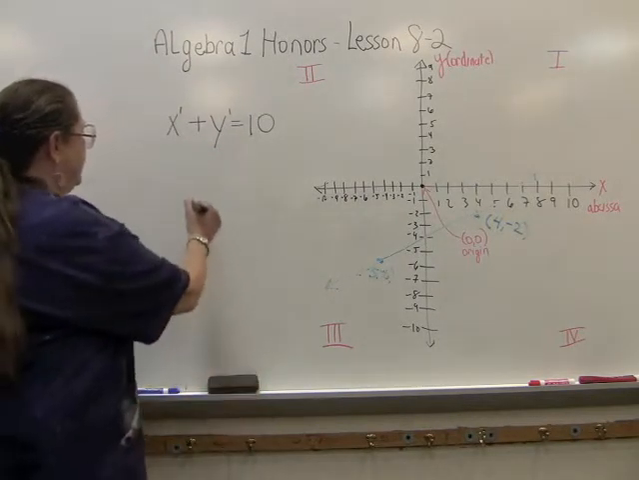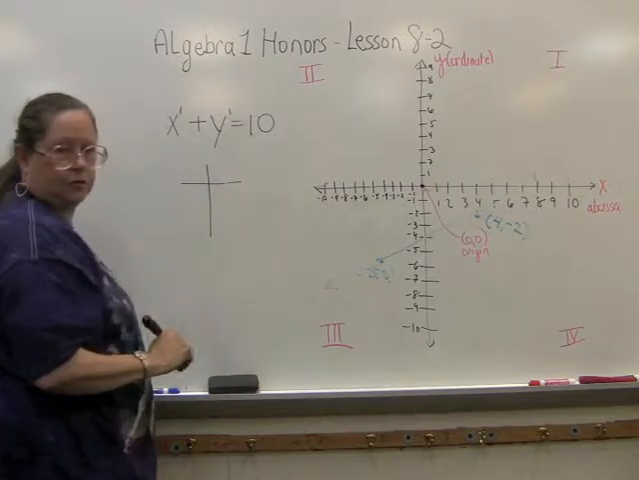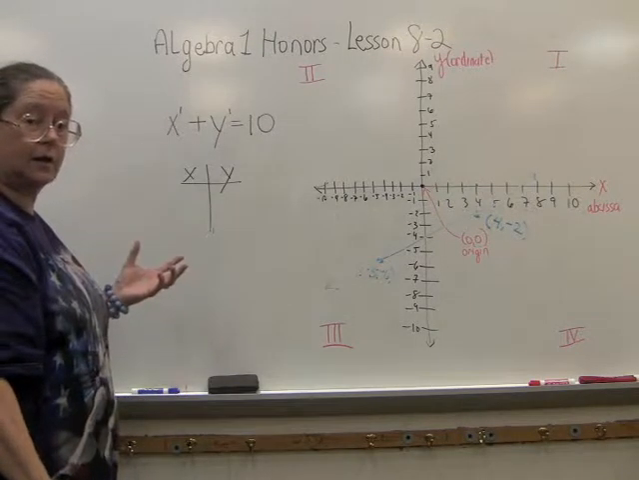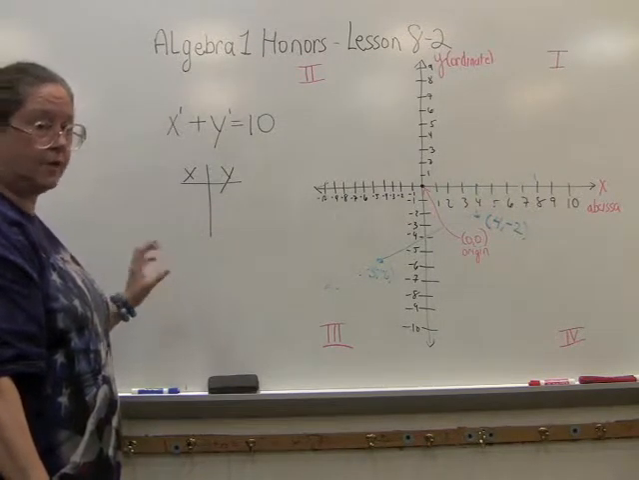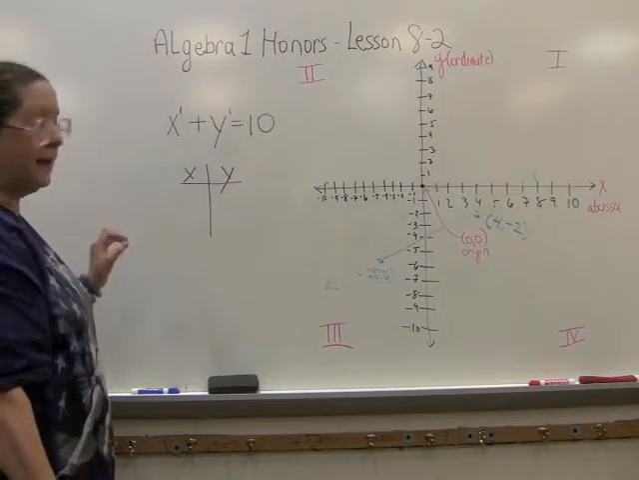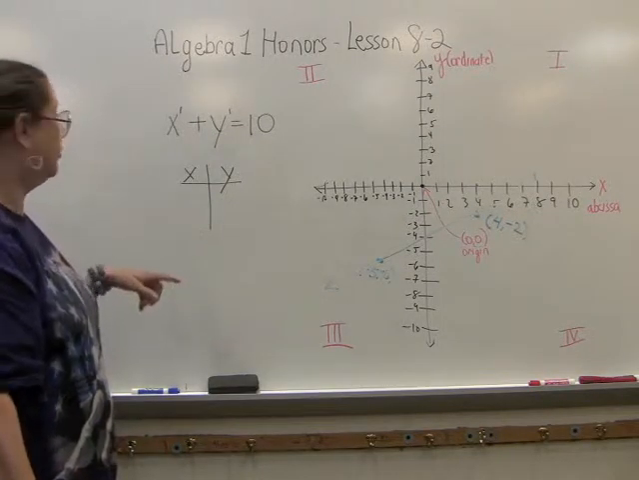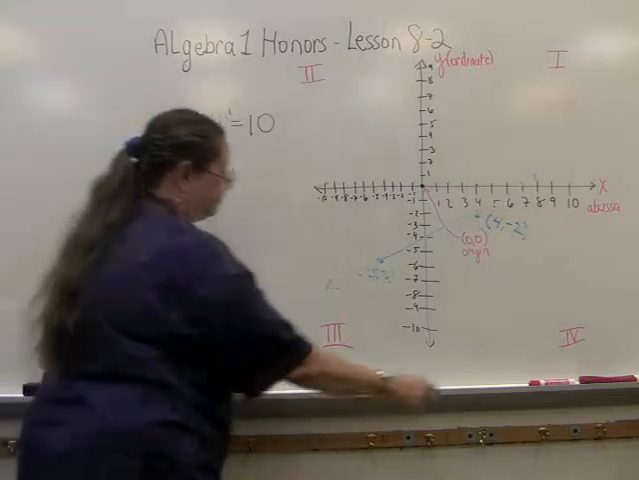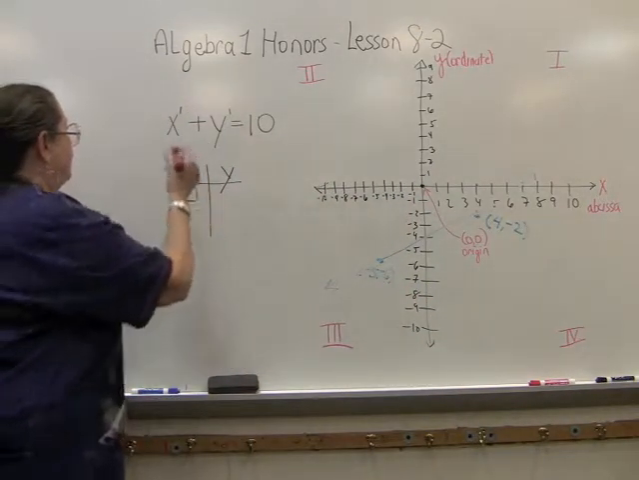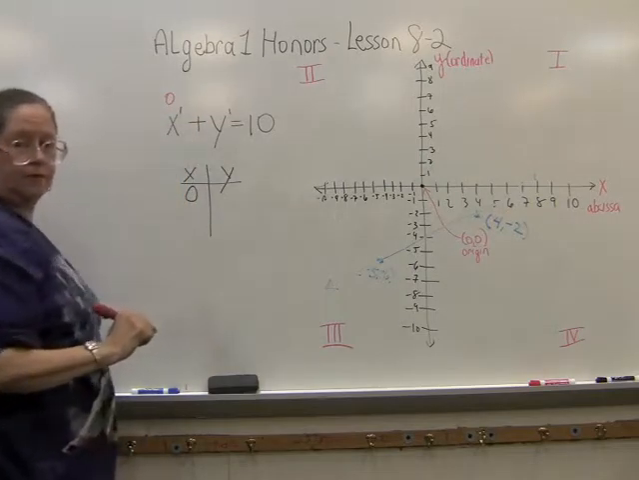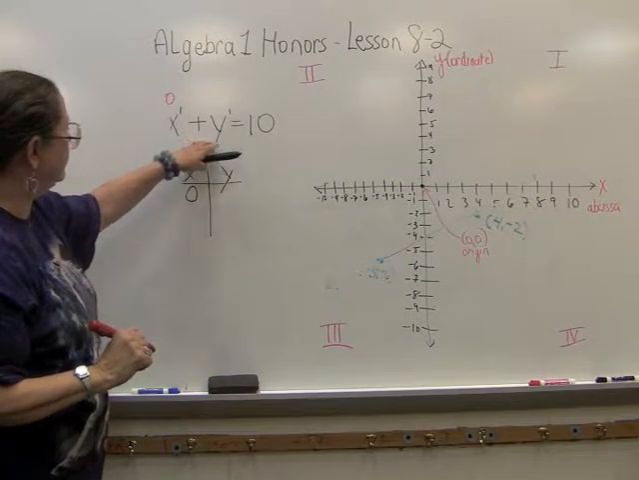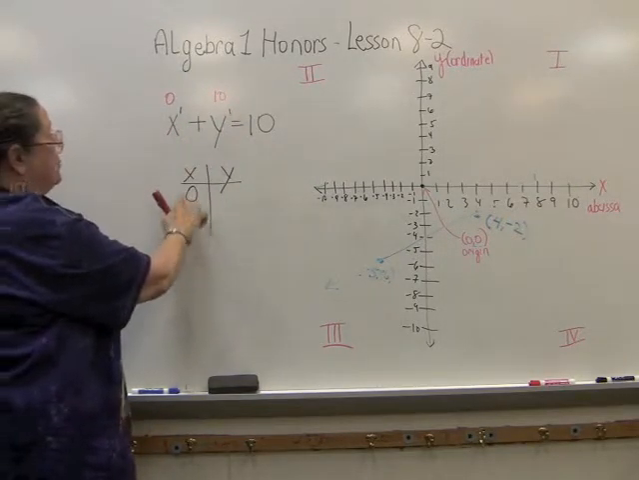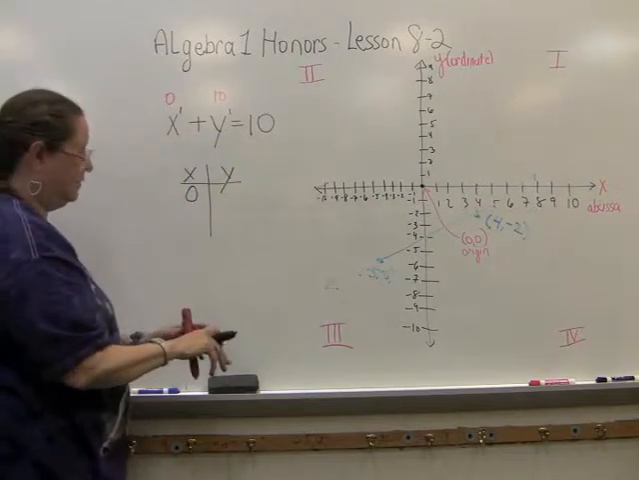Now, how do I graph it? Well, I make my little table or my little t-chart. Here's my x value, here's my y value, and I'm just going to pick numbers for one and solve for the other. There's nothing magic about what I pick. I like to pick 0 because that's an easy number to work with. So if I pick a 0 for x, then when I come up here and I put my 0 in there for x, 0 plus what gives me 10? Well, my y value that matches with my 0 has to be 10. 0 plus 10 gives me 10.